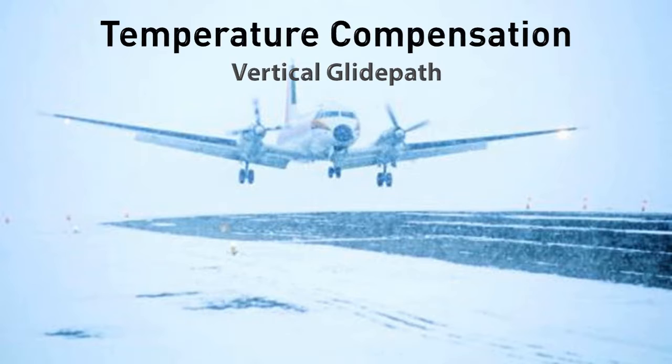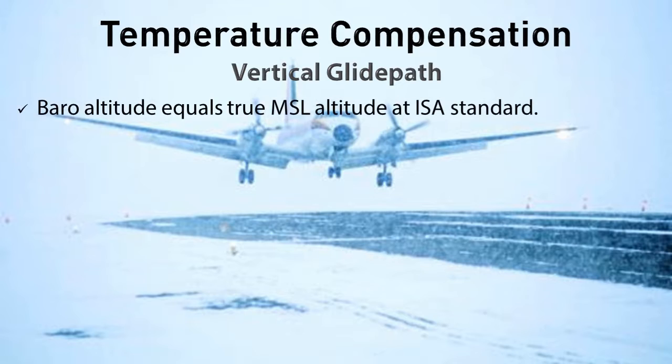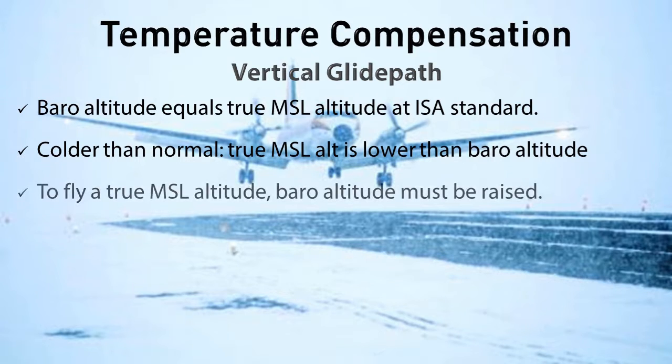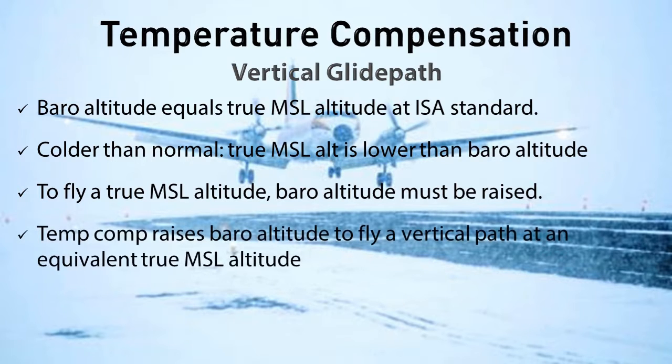A quick review of the temperature's effect on barometric altitude. A barometric altitude is equal to the true MSL altitude only when at the ISA standard temperature. If the temperature is less than the ISA standard, then the true MSL altitude is lower than the barometric altitude. That can be dangerous, so if you want to fly the true MSL altitude, you must adjust your barometric altitude, which is done through temperature compensation, or temp comp for short.